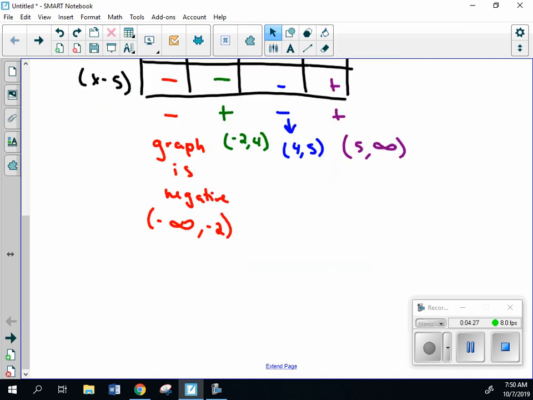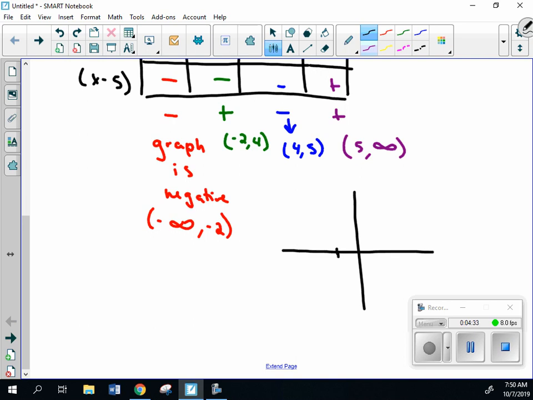If I were to draw a really rough sketch of this, I have -2, 4, and 5. Those are my zero points. My graph is a cubic function, so I know that it's going to come up, hit through my first zero, and stay positive until that 4, because it says to be positive there. I'm going to be below the x-axis from 4 to 5, and then I shoot back above the x-axis from 5 on. So my graph is going to be roughly in this shape.